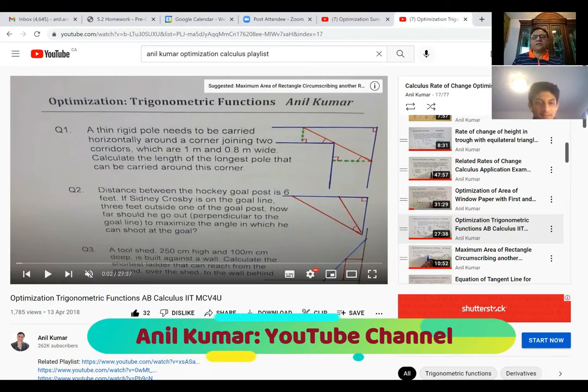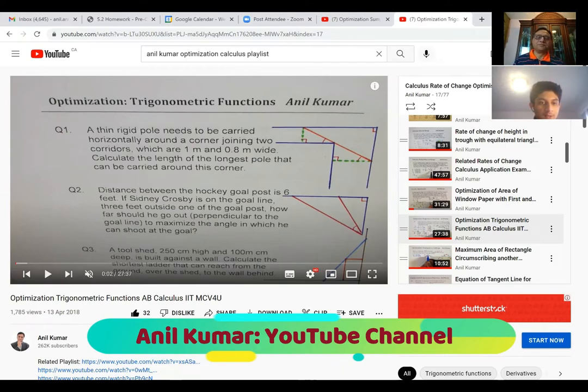Can you please read this? Yes, sir. Question number one. A thin, rigid pole needs to be carried horizontally around a corner joining two corridors, which are 1 meter and 0.8 meters wide. Calculate the length of the longest pole that can be carried around this corner. So you can see two similar triangles are being formed, correct? Length is shown in the red color. So two pieces joined together to give you the Pythagorean theorem. Perfect.